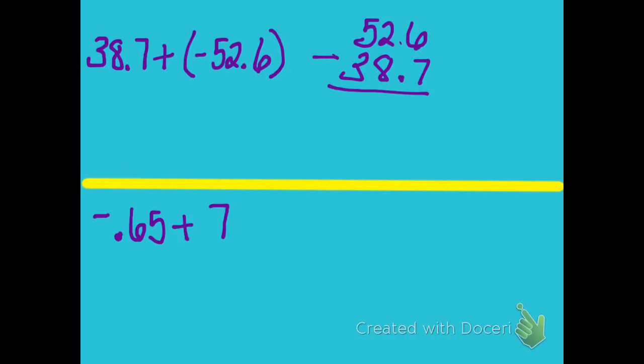So then you're going to have to borrow. So 16 minus 7 is 9. You're going to have to borrow again. So now you have 11 minus 8, which is 3. And then you have 4 minus 3, which is 1. So then you need to go back and look at your place values again. 52.6 has the higher place value and it is negative, so the answer is negative 13.9.